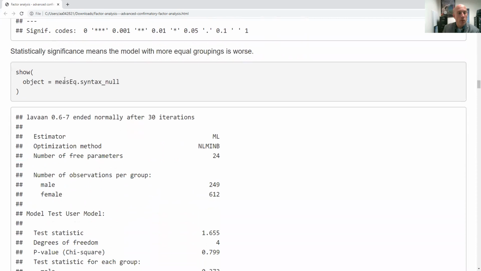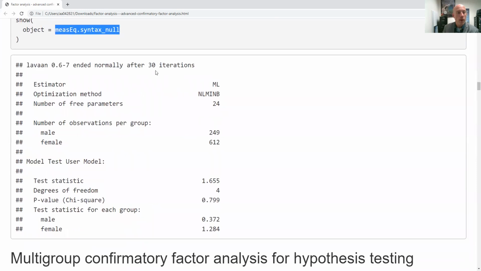All right, so let's go ahead and take a look. We're going to take the one that did not have any restrictions on the variances across groups. We can see the number of free parameters, and the number of males and females in each group. All right, so we have a class imbalance here, but that shouldn't be too much of an issue for this problem, though it's something to be mindful of down the road. Here's our test statistic and our degrees of freedom. Now this is just testing the null model only, it's not comparing. Here's our p-value, which is not statistically significant. And here is the test statistic for each group.